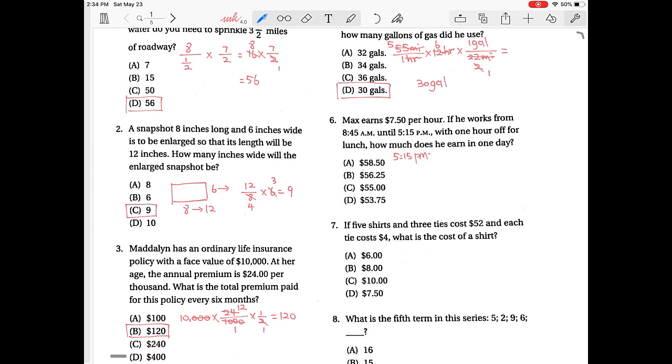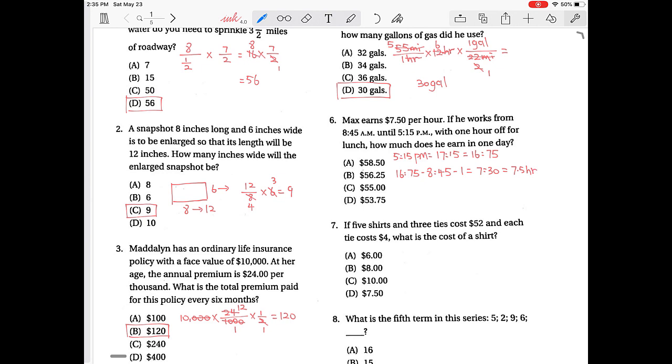5:15 p.m. in military time would be 17:15, and because Max's start time is 8:45, we're going to turn 17:15 into 16:75 just to simplify our math. So 16:75 minus 8:45. We also know that he took an hour off, so we're going to subtract an additional 1 here, and we'll get 8:30, so we'll get 7 hours and 30 minutes. That's the total amount of time that Max worked in a day, which is also equal to 7.5 hours.